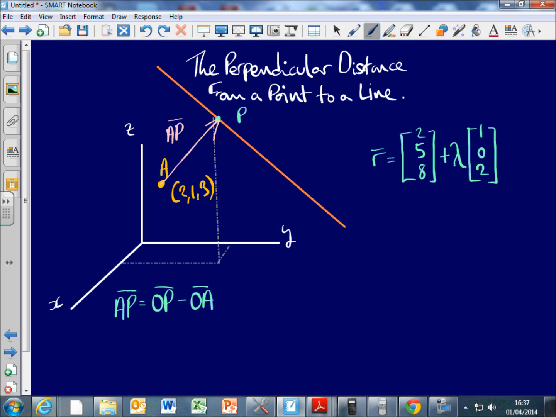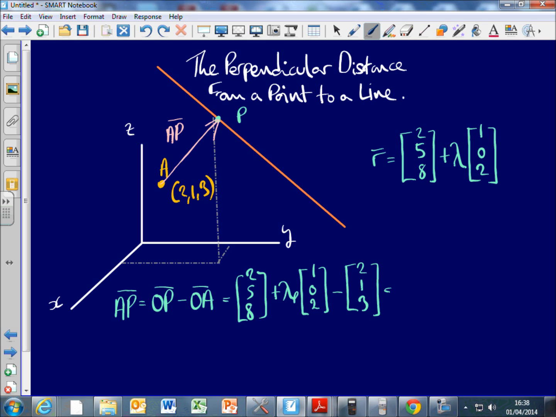So OP is just going to be the line equation. P is a point on the line, so OP is (2, 5, 8) plus lambda, and I'm going to put a little p there, the value of lambda at point P, times (1, 0, 2). Remember that just by changing the value of lambda, I can get to any point on that line. But we want a particular value of lambda that gives us that point P. Then I'm going to take away OA, which is just the position of A, (2, 1, 3).